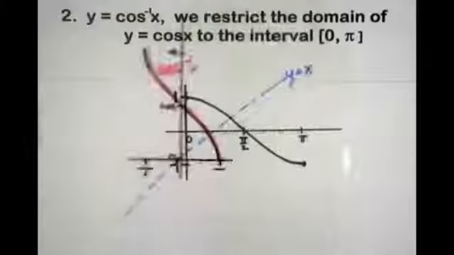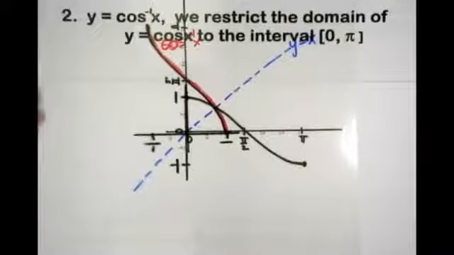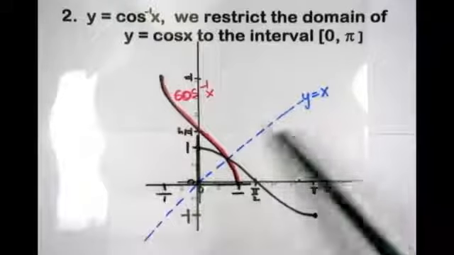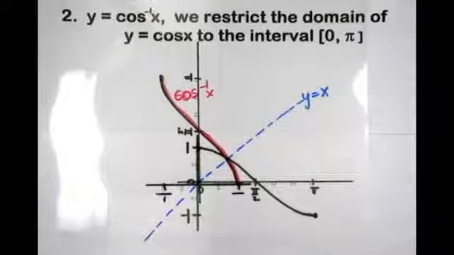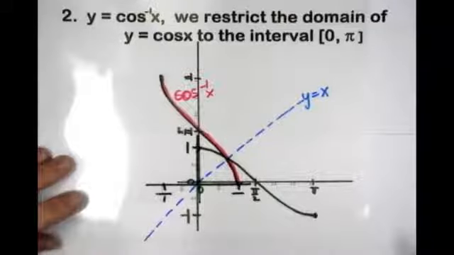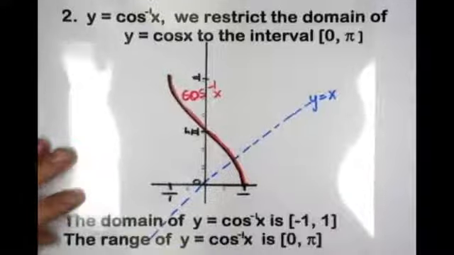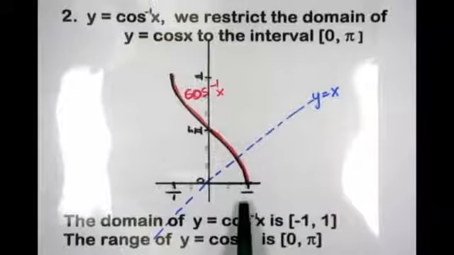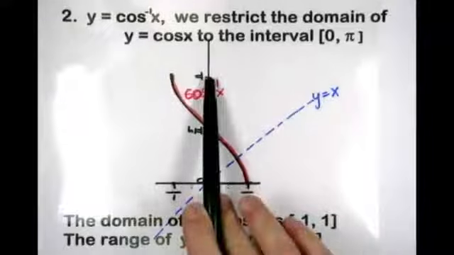So then the inverse graph is the reflection of the cosine function by the line y is equal to x. So we basically switch x with y, the x axis with the y axis. So if we look just at cosine inverse, the domain of cosine inverse is between minus 1 and 1, and the range is from 0 up to pi.